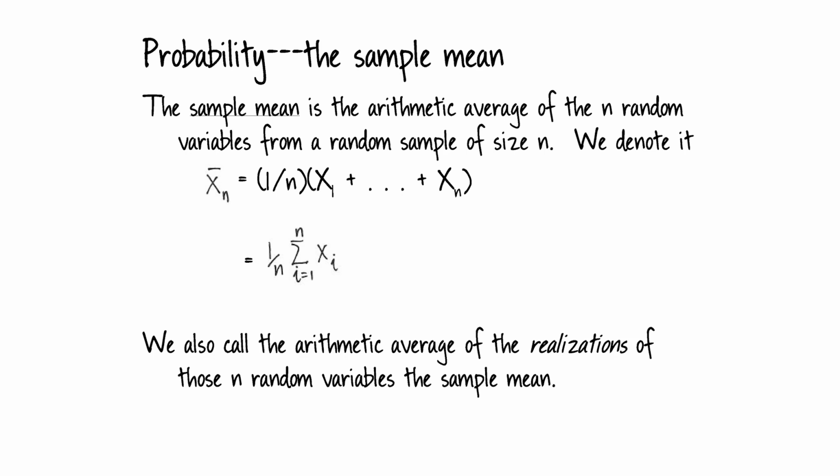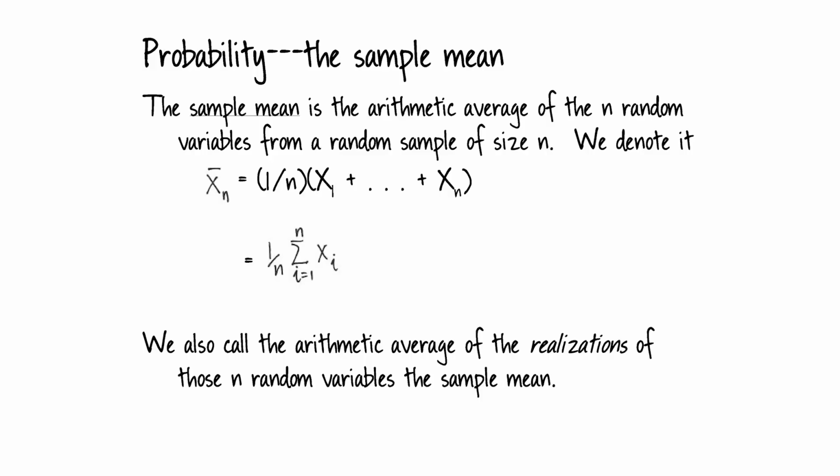The notation that we use to denote the sample mean is an X with a bar on top of it. And sometimes I use an n subscript to indicate how many different random variables are in this random sample that we use to compute the sample mean. Right now I've written this as a function of random variables, but instead of dealing with the mathematical construct of a random variable, they could each have a realization, a value that they take on associated with them, okay? And we also call the arithmetic average of the realizations of those n random variables the sample mean, okay?